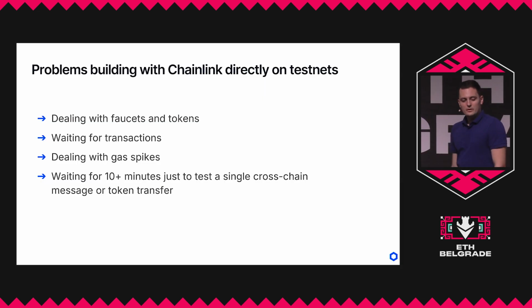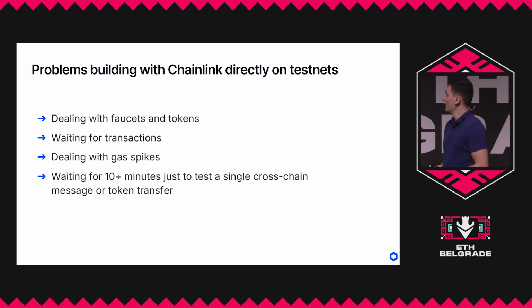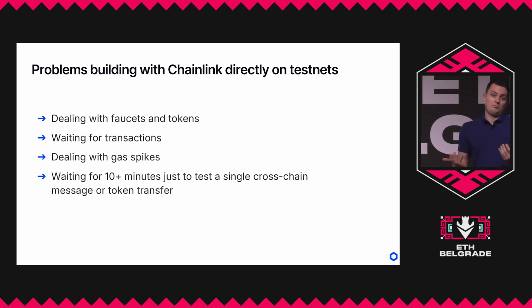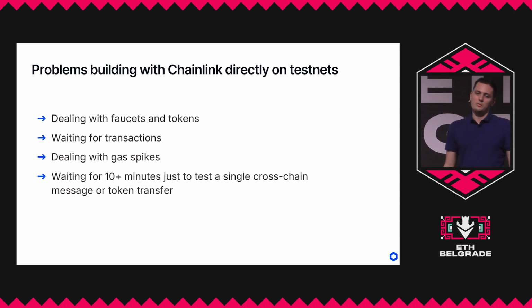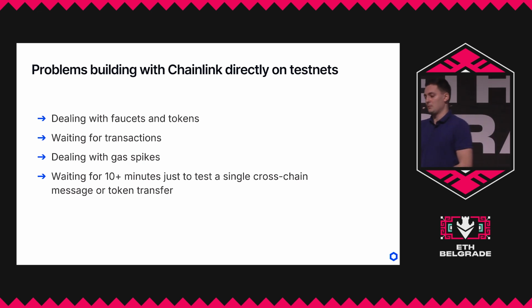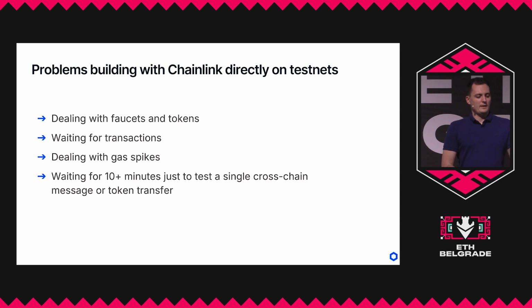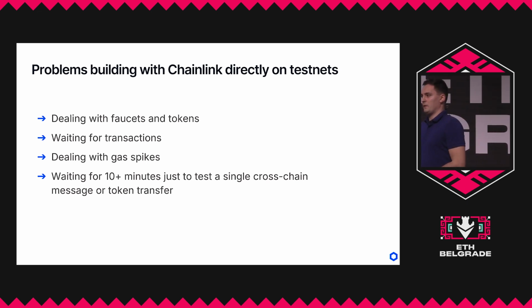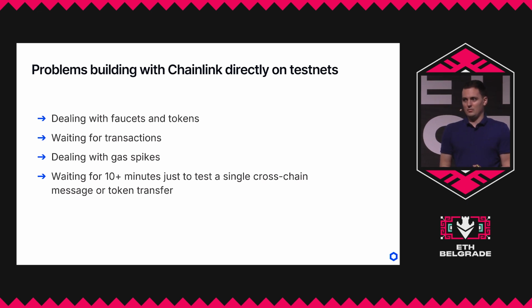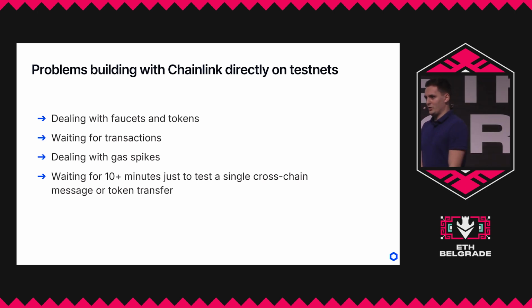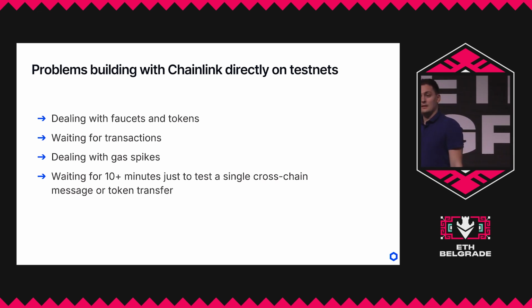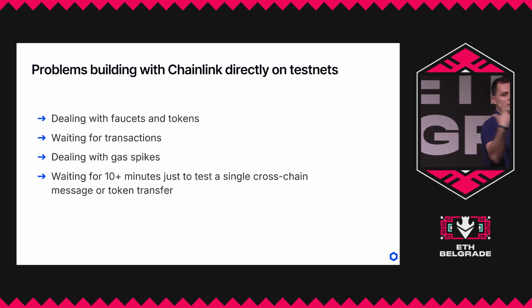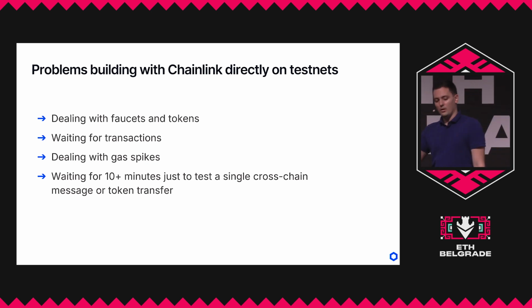These are the problems with building with Chainlink directly on testnets, and actually with any other solutions, because you first need to deal with faucets and tokens. We know how painful it sometimes is to get Sepolia ETH, for example. Then you need to wait for transactions. Then there are occasional gas spikes, so now a simple action costs much more, and you're again out of funds. And in the case of early CCIP, we needed to wait 10-plus minutes just to test a single cross-chain message or token transfer, only to realize that we introduced a bug or a flaw in our code.